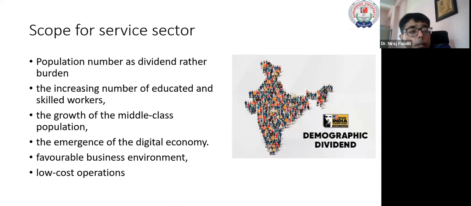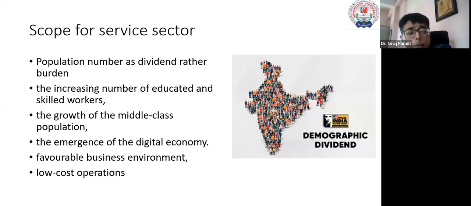The increasing number of educated and skilled workers. See, this is very important. Education, we increased our education level in the last 2 or 3 decades. Everywhere a large number of schools and colleges are available. Not only this, there are many skill-based programs also available. Not only from the government, but the private sector is also involved and providing skill-based education. Everywhere skill-based education is provided, and we are focusing on these skills.